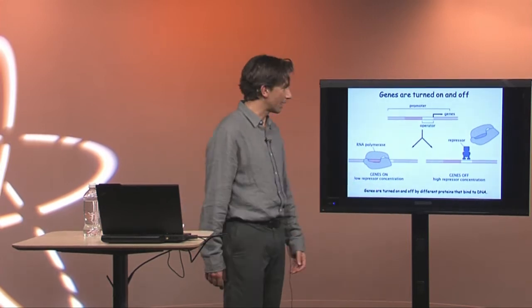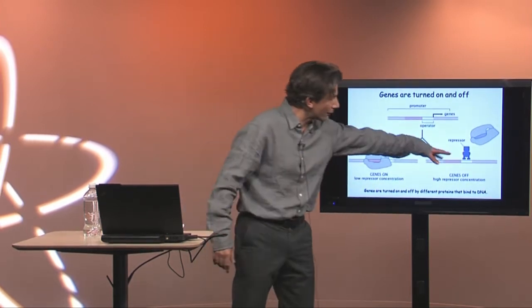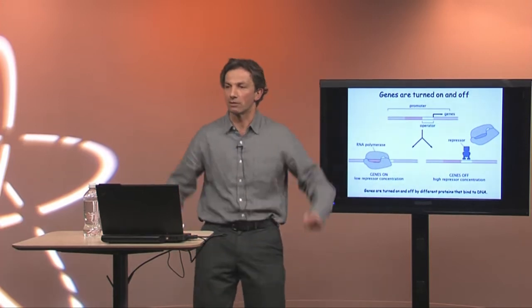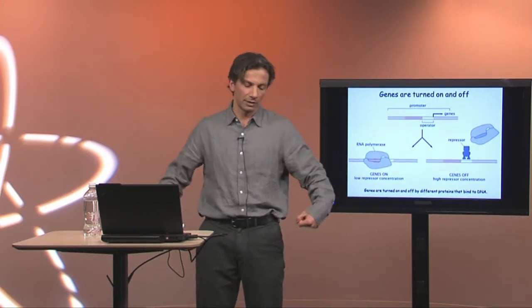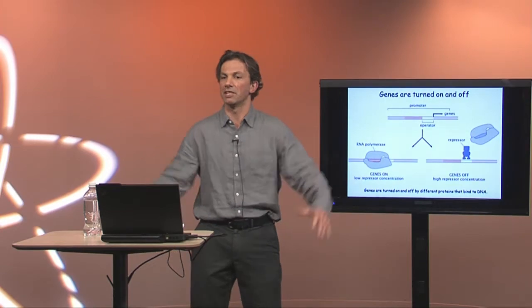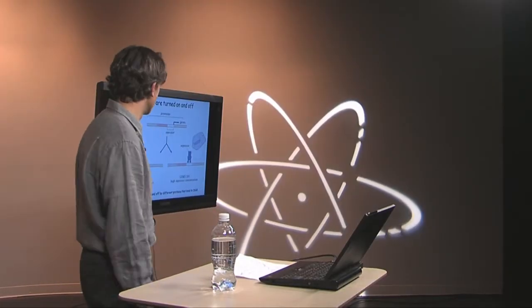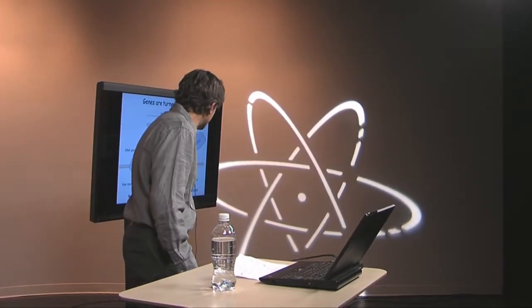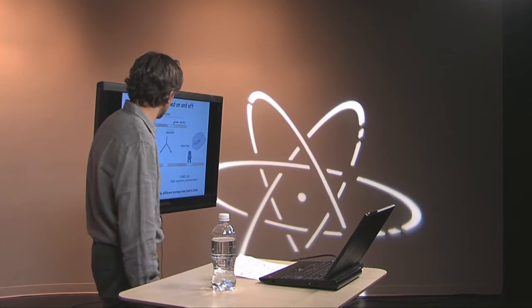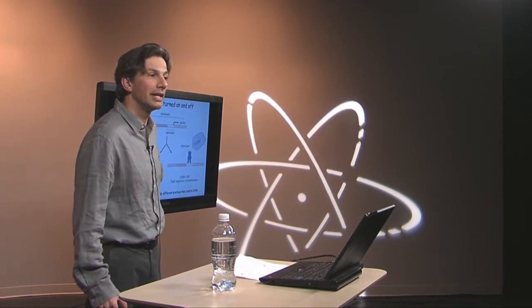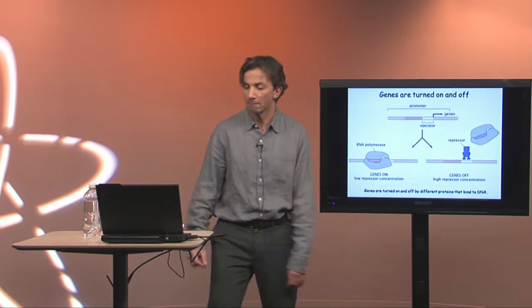It looks sort of like it has a couple of legs. It doesn't walk around on these legs. You can think of it more like a lunar landing module. It just lands on the DNA. It sticks there. The gene is turned off. So either the gene is off when the repressor protein is bound to the DNA, or when the repressor protein is not bound, then the gene is on. Okay.